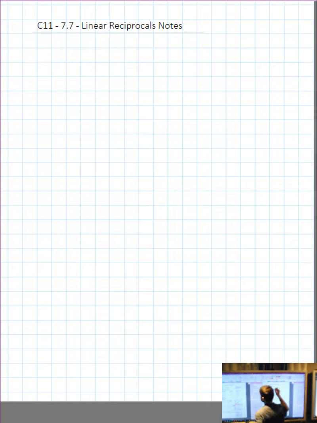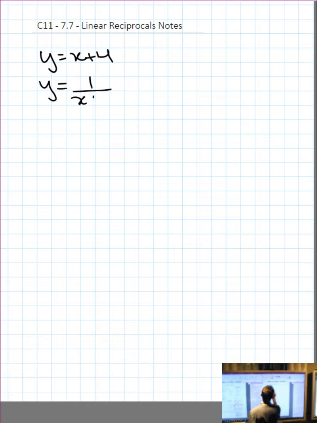Okay, so let's take a look at the line y equals x plus 4. This should be very familiar. Grade 10, y equals mx plus b, a line. And let's write down what's called the reciprocal line. Print out the notes, highlight the notes. Y equals 1 over the line.